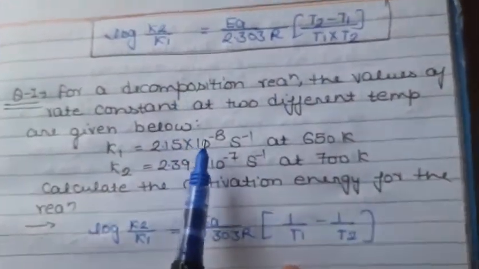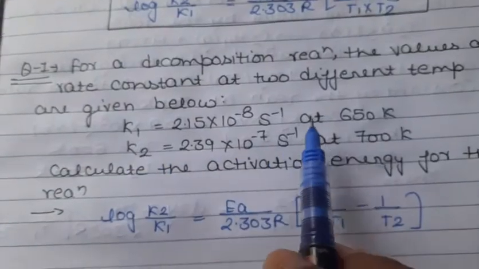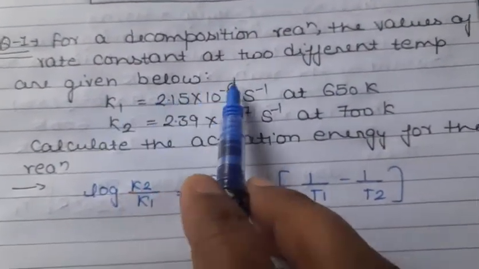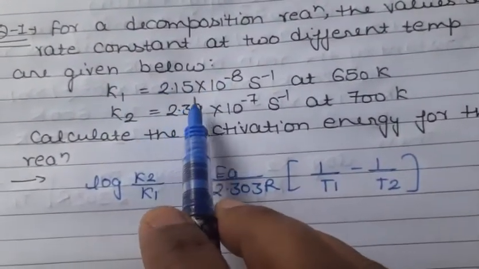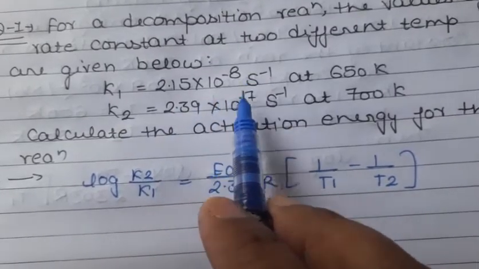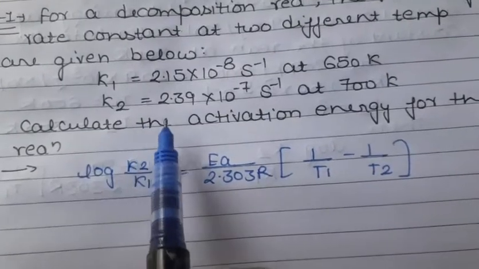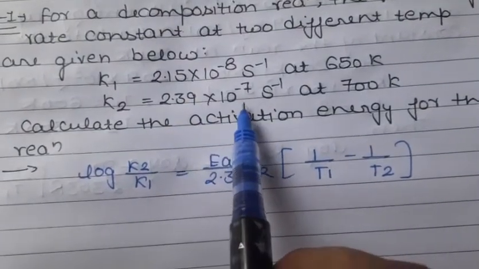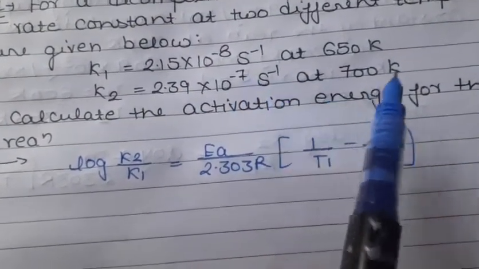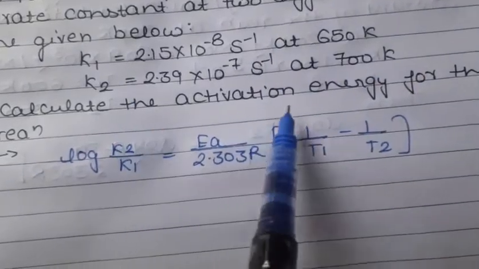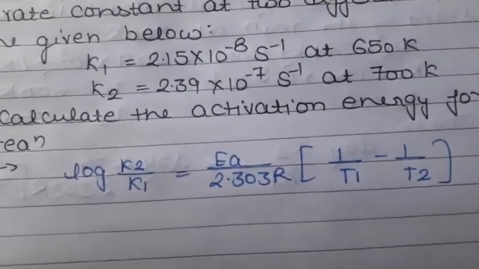For a decomposition reaction, the values of rate constant at two different temperatures are given. k1 equals 2.15 into 10 to the power minus 8 second inverse at 650 Kelvin, and k2 equals 2.39 into 10 to the power minus 7 second inverse at 700 Kelvin. Calculate the activation energy for the reaction.